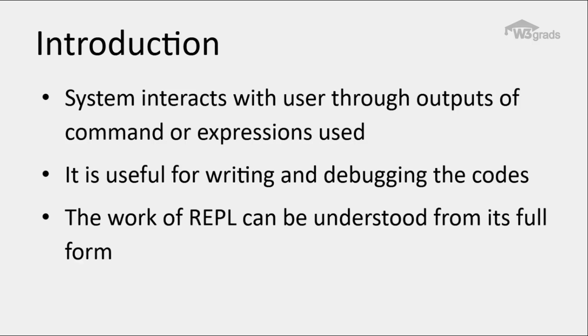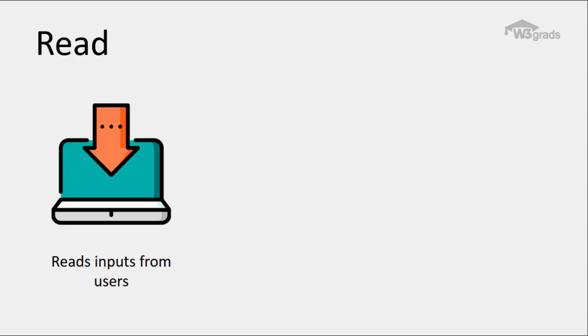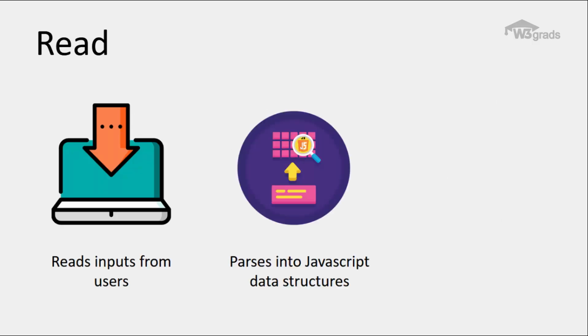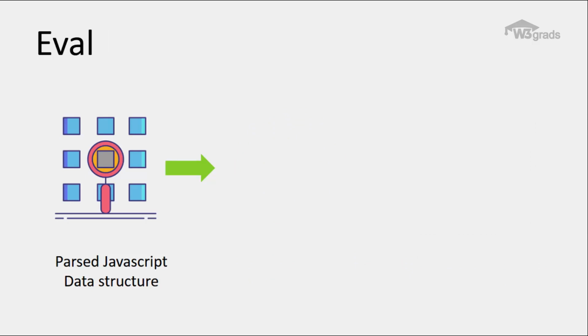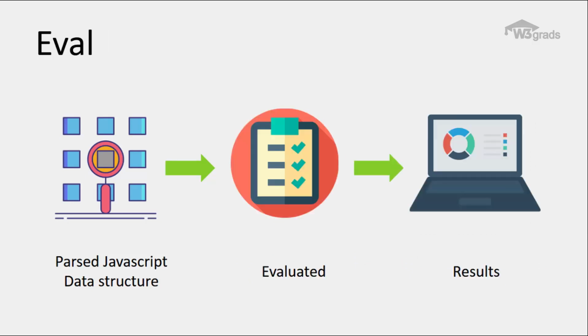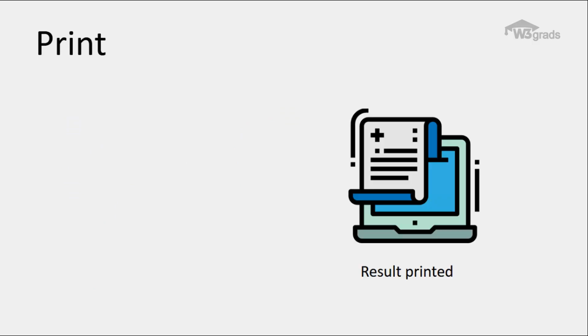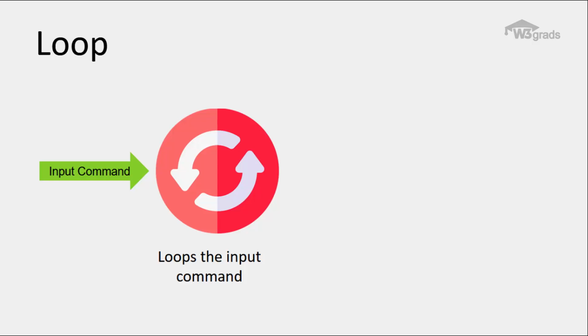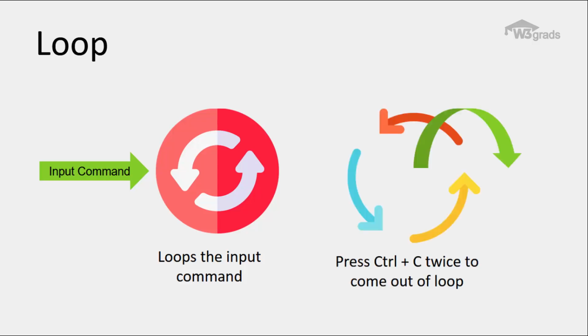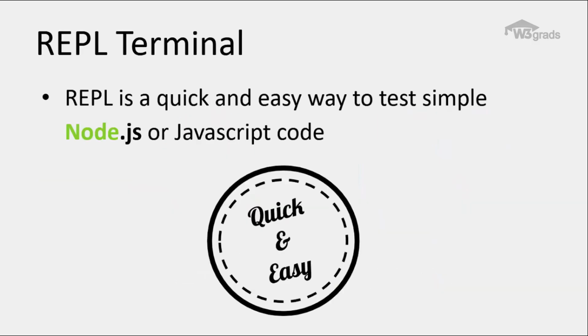You can understand the work of REPL from its full form. The first task is read. It reads the inputs from users and parses it into a JavaScript data structure. It is then stored in memory. The second task is eval. Here, the parsed JavaScript data structure is evaluated for the results. The third task is print. In this, the result is printed after the evaluation. The last task is loop, which loops the input command. To come out of Node REPL, you can press Ctrl plus C twice. REPL is a quick and easy way to test simple Node.js or JavaScript code.